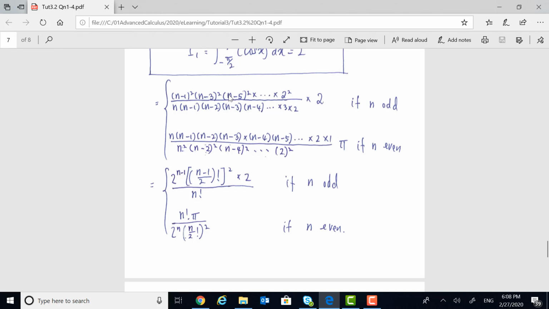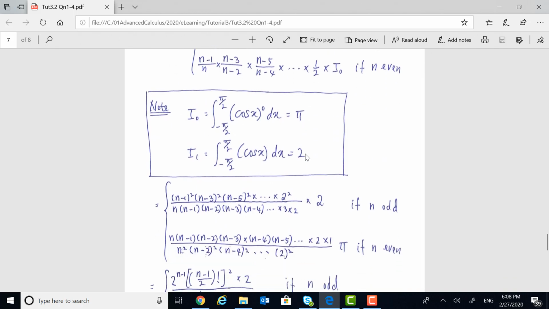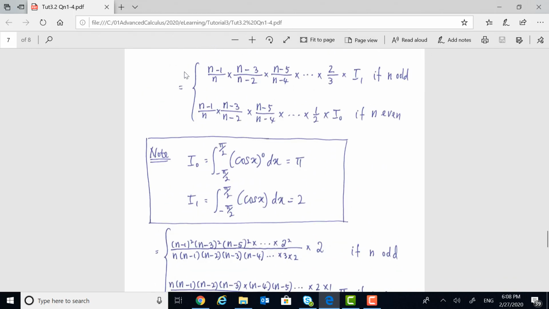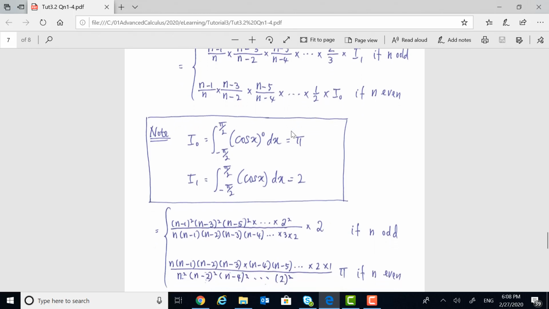But actually, to express in terms of n, theoretically, this would have sufficed. Just replacing the I1 and I0 with 2 and pi, this expression is already enough. We're just tidying up. It's just a matter of tidying up. So if you can see it, good. If you can't see it, maybe try a bit more. You can get it eventually.